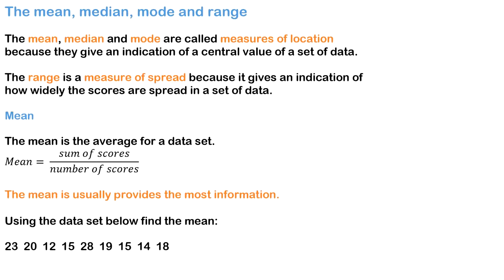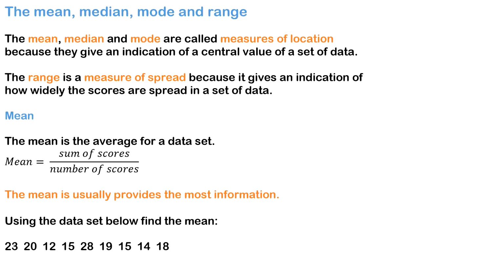In this video, we're looking at the mean, median, mode, and range for a set of data. The mean, median, and mode are what we call measures of location because they give an indication of a central value of a data set. The range is what we call a measure of spread because it gives an indication of how widely spread the scores are in a set of data.